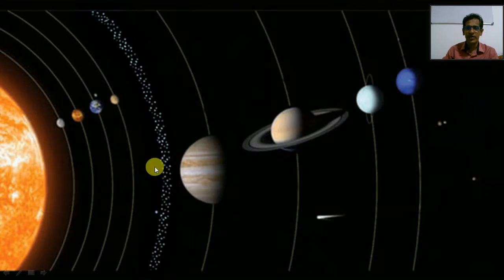Here, now you can see the planets in this picture also. The planets are located between the Sun and the belt of asteroids. This is the asteroid belt. There are millions of asteroids between Mars and Jupiter. Right? The planets located between the asteroid belt and the Sun are called inner planets.